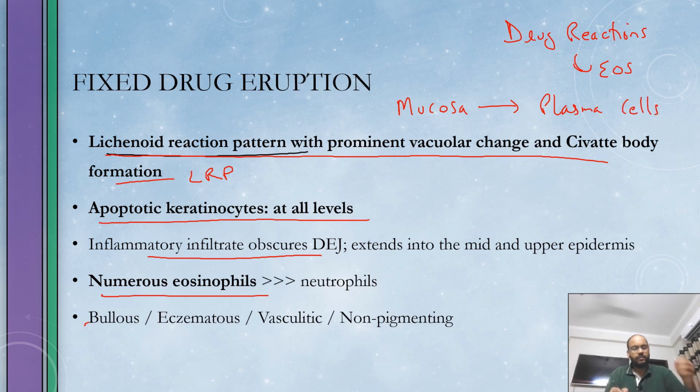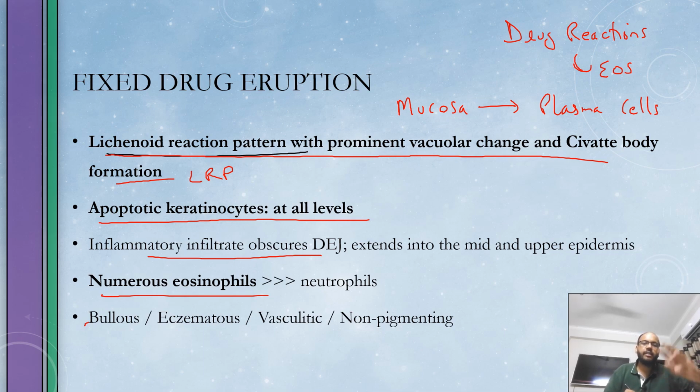Okay, so in fact, whenever you see in a biopsy of, let's say, oral lichen planus, you will see a plasma cell rich infiltrate, or the infiltrate will have a sufficient amount of plasma cells. And if you see amalgam associated oral LP, you will see more of eosinophils. Okay. So eosinophils are predominantly seen.